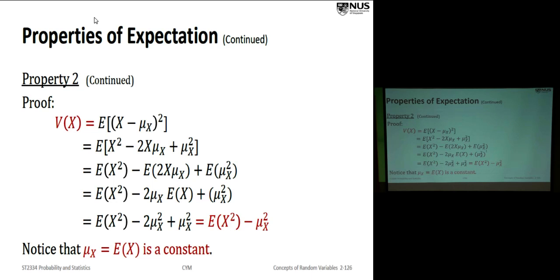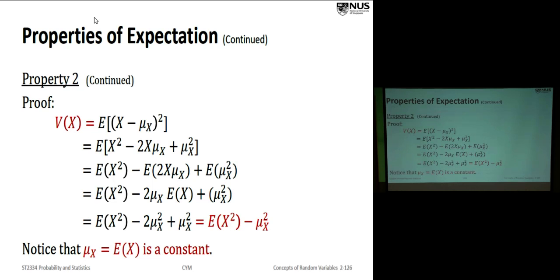Okay, so now what do we do? Well, this first term, it's never going to change. We can't do anything with it, so that's going to stay the same all the way. This one, well, 2μ_x is a constant, so I can take it outside my expectation, and I get 2μ_x times the expectation of x. Nothing more than that.